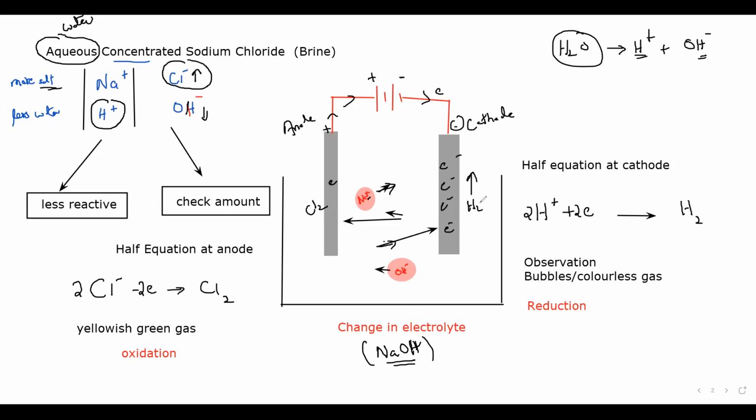The electrolysis of aqueous concentrated sodium chloride. So for a positive ion, you will check the reactivity, always less reactive, and for a negative ion, you will always check the amount. The ion which is more in the solution will move towards the anode, except sulfate, nitrate, and carbonate, which do not move. Another example, if we are doing electrolysis of concentrated potassium chloride.